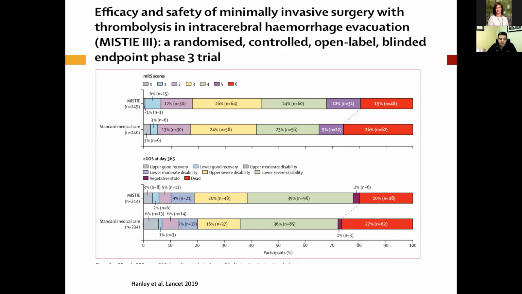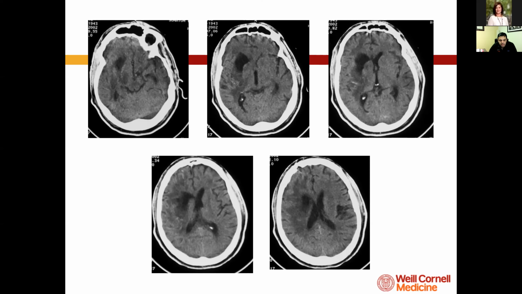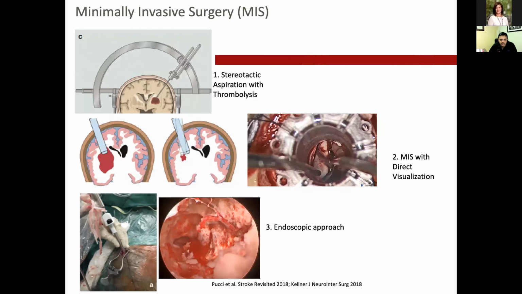This was a clinical trial called MISTIE 3 that was published a few years ago, where they investigated the minimally invasive approach versus standard therapy. Unfortunately, there was no difference between the 2 arms. But this is one of the earlier trials, and we have learned a lot from these trials. Several other ones are currently looking at more modern minimally invasive techniques, particularly with the NICO device and with the endoscopic approaches. Those are being investigated now.